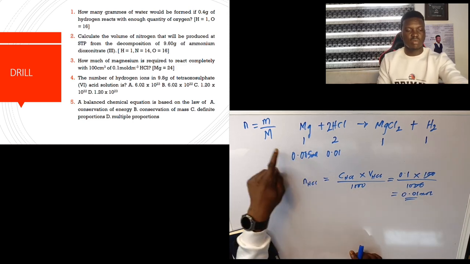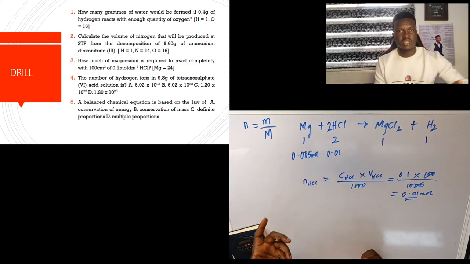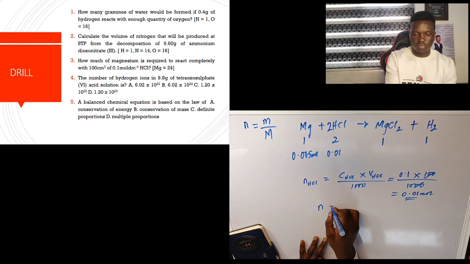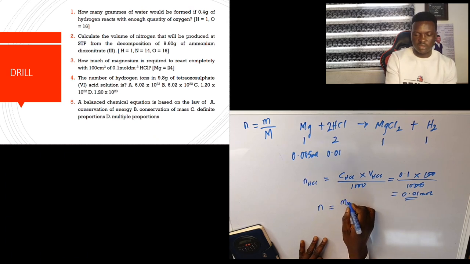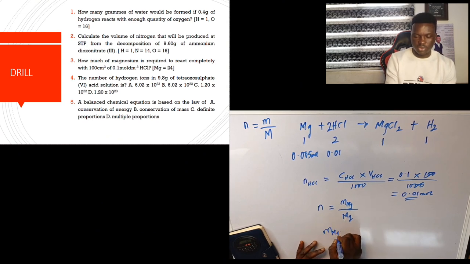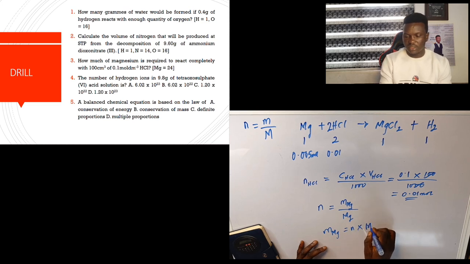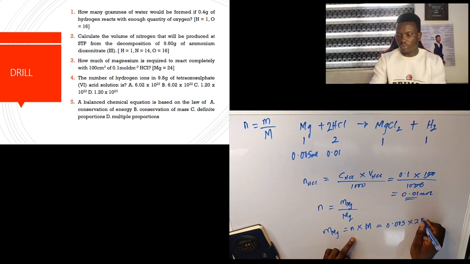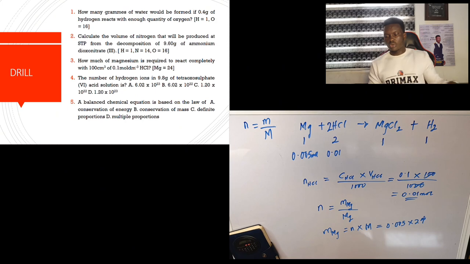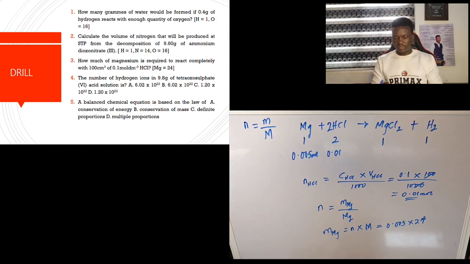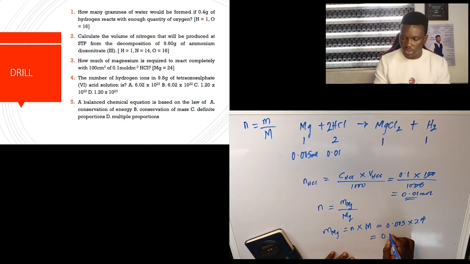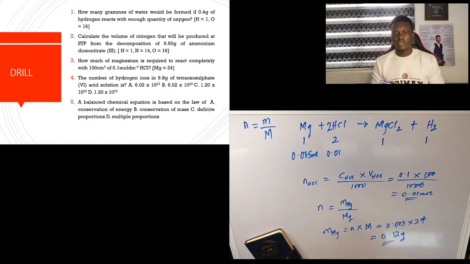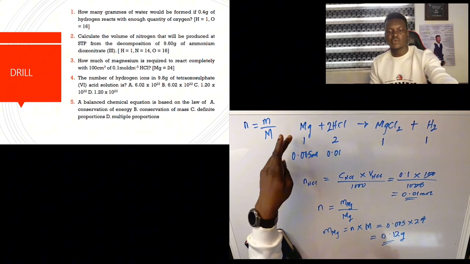So now that you have the number of mole of magnesium, you can determine the mass of magnesium. So number of mole of magnesium is equal to mass of magnesium over the molar mass of magnesium. So mass of magnesium is going to be that number of mole times the molar mass. And number of mole is 0.005 times 24. So that would be 0.005 times 4. So the answer is 0.12 grams. Here you get. So the mass of magnesium that reacted with HCl.